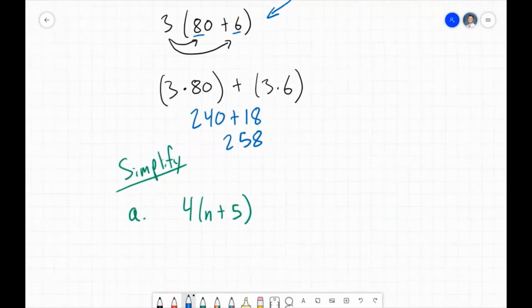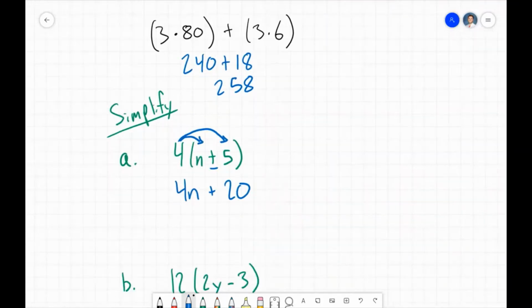So for example, if we had 4 times n plus 5, again, we can use that distributive property, distributing our 4 across both terms here. So 4 times n is 4n plus 4 times 5 is 20. So we could simplify this from 4 times n plus 5 to 4n plus 20.